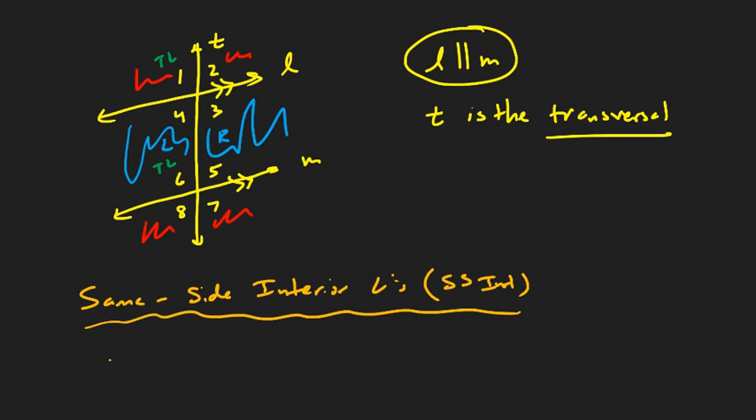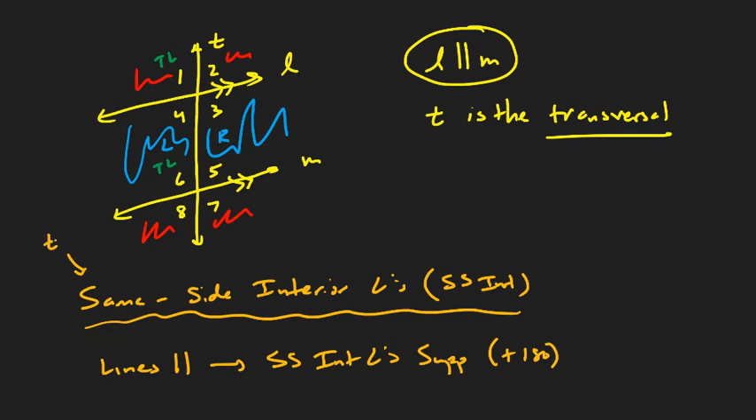This time, if your lines are parallel, then your same side interior angles are supplementary. Big difference here. This time they're going to add to 180. Okay, so keep that in mind. Now again, we're doing same side interior angles. So now this word same side again has to do with the transversal T. So now we want them both to be on the left or both be on the right.